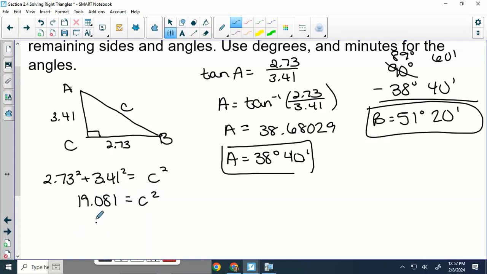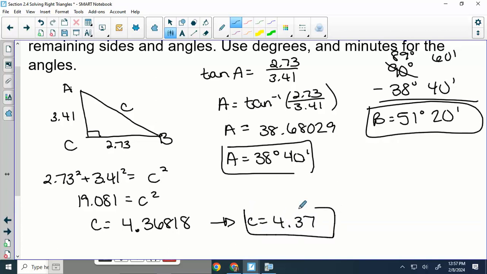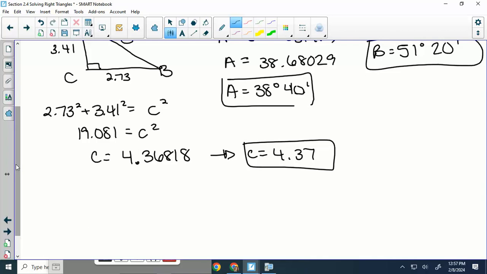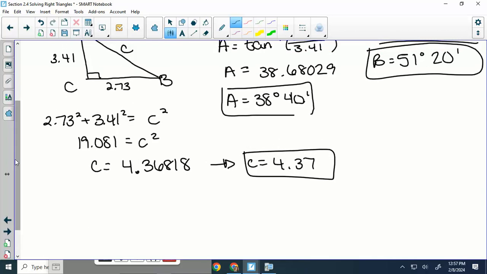Okay, so to get C, we do the square root of this. We want 3 significant digits, so you get 4.36818. So we would have to say, did we have? I didn't give you any units. All right.